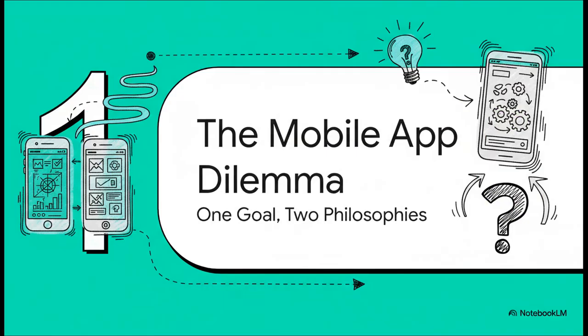When you get right down to it, the dilemma is actually pretty simple. You've got one goal: get your amazing app onto both iPhones and Android phones. The tricky part is, there are two totally different ways to think about getting it done. Do you build two separate, perfectly tailored apps? Or do you build one super flexible app that works on both?